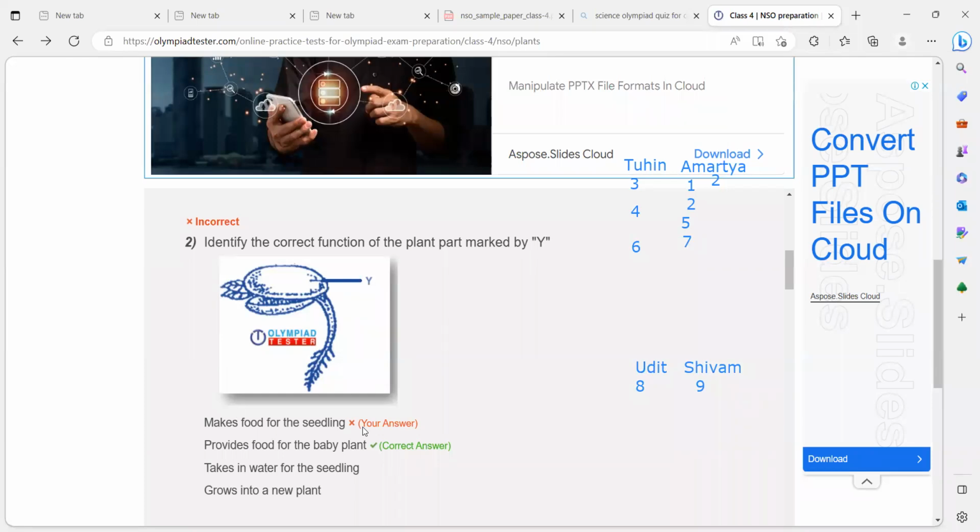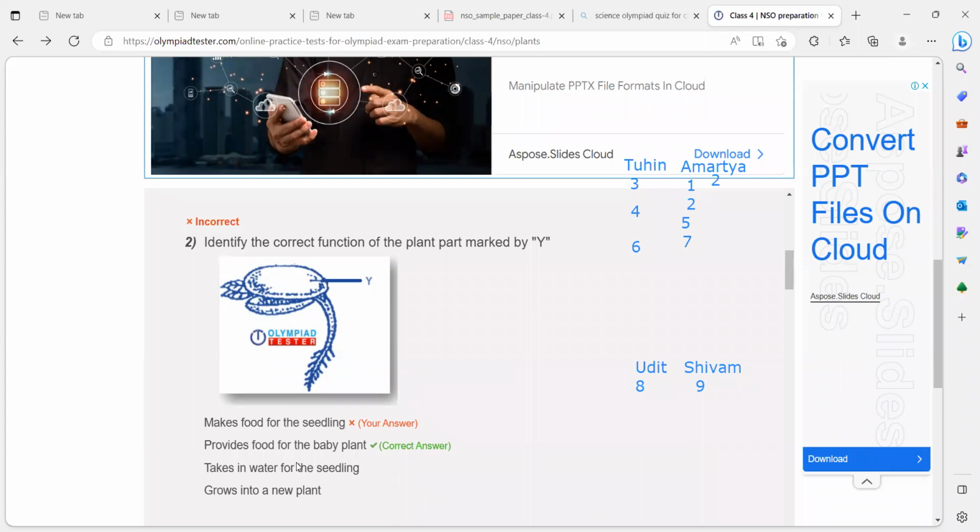Is it clear, Amoto? Yes, ma'am. Who makes food for the seedling? The seedling gets food from these leaves. The small leaves. Very small leaves are there in the seedling which actually make food for the seedling. There are green parts in the seedling which actually make food for the seedling.